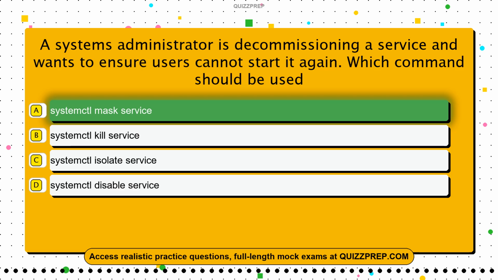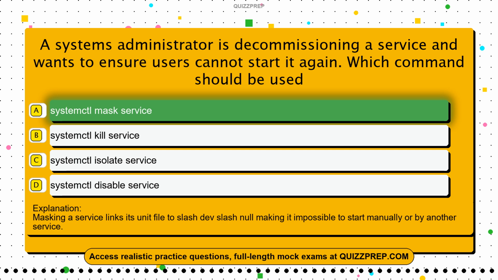The correct answer is option A, systemctl mask service. Masking a service links its unit file to /dev/null, making it impossible to start manually or by another service.